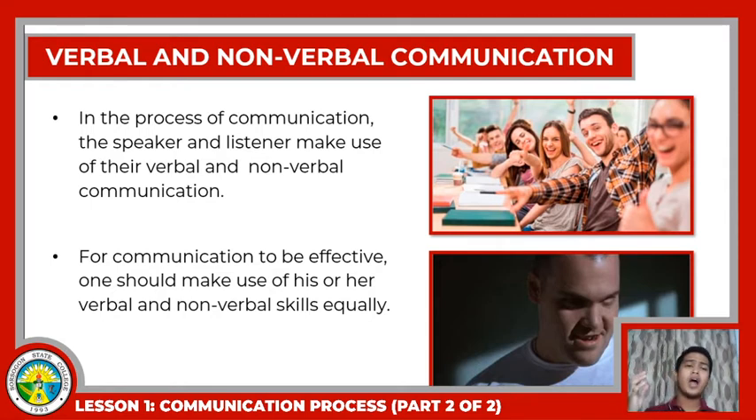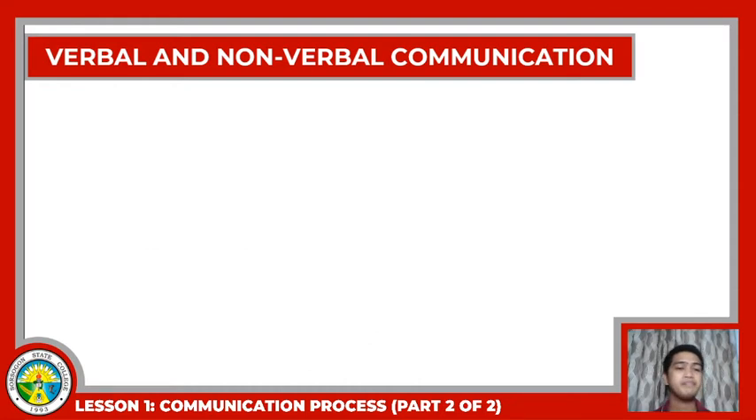But if you say "I have a headache" and then you touch your stomach, your tummy, then of course that is a contradiction of your verbal and non-verbal communication. So it's very important that your verbal and non-verbal communication go hand in hand. Okay, so your message will be more understood. Your message is clearer. So we have to make use of them.